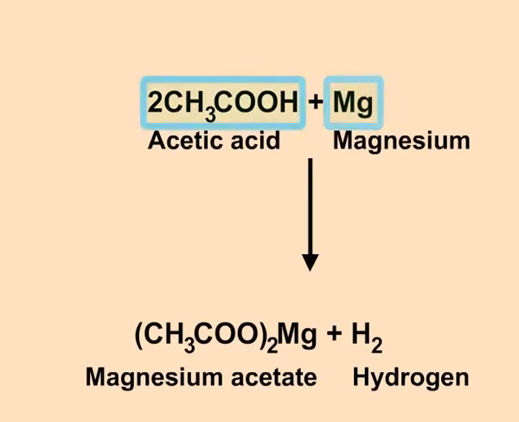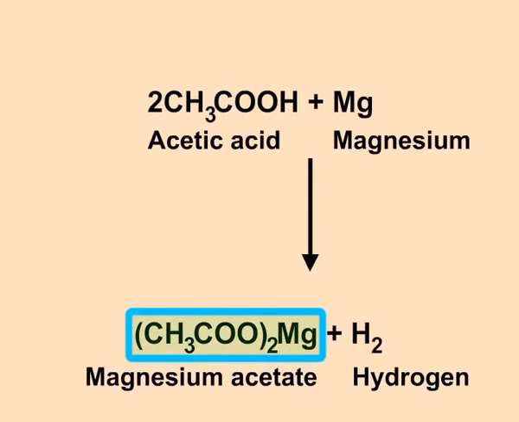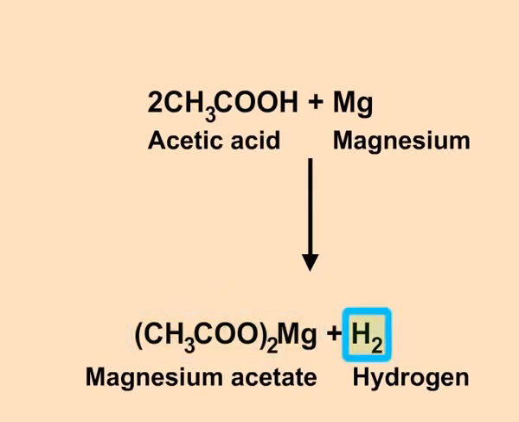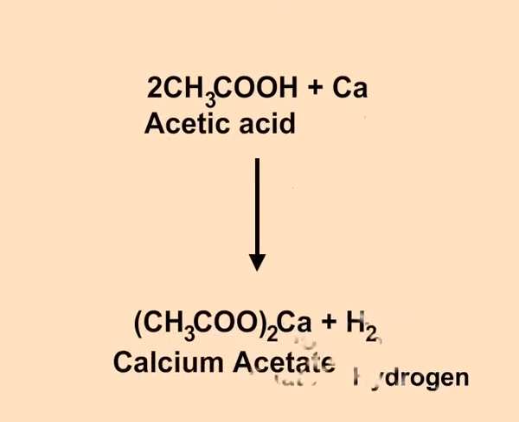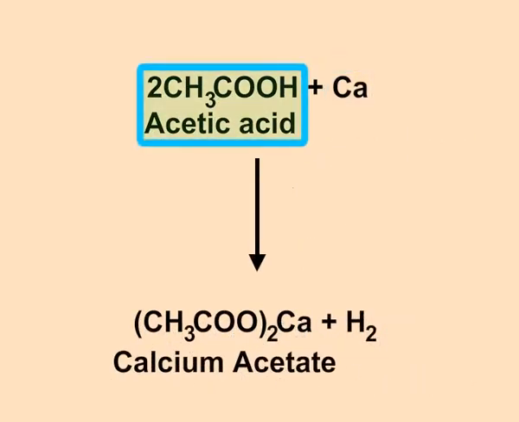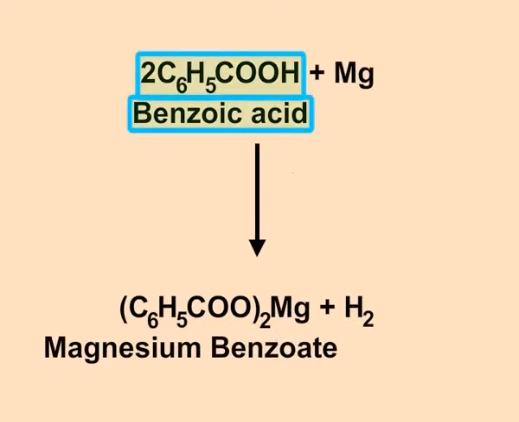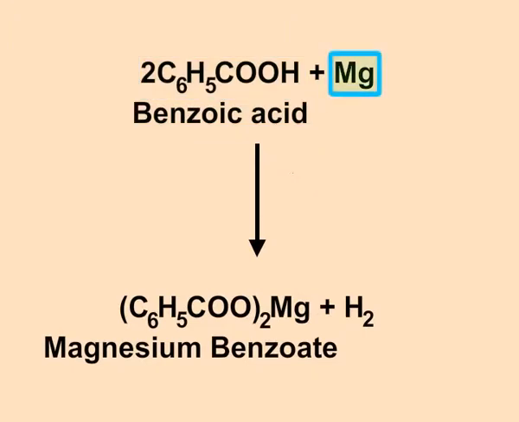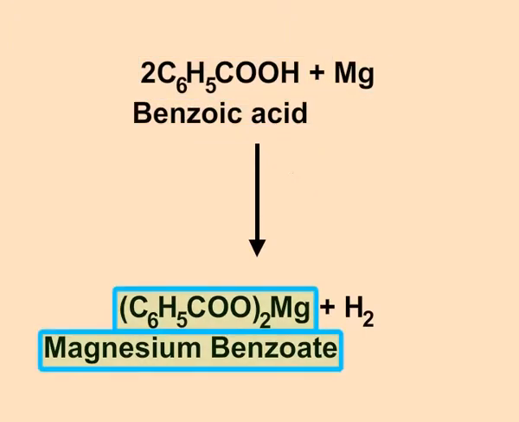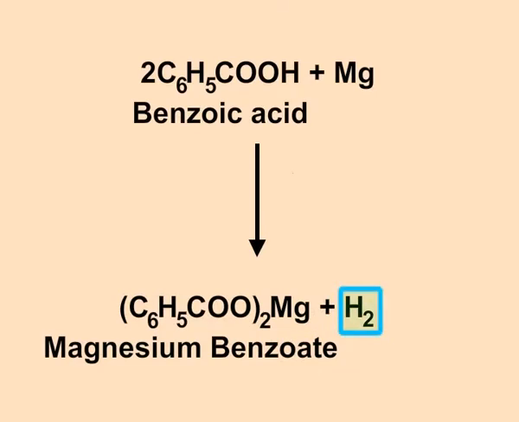Magnesium reacts with acetic acid to produce a colorless solution of magnesium acetate and hydrogen is given off. Calcium reacts with acetic acid to produce a colorless solution of calcium acetate and hydrogen is given off. Benzoic acid reacts with magnesium to form magnesium benzoate and hydrogen.